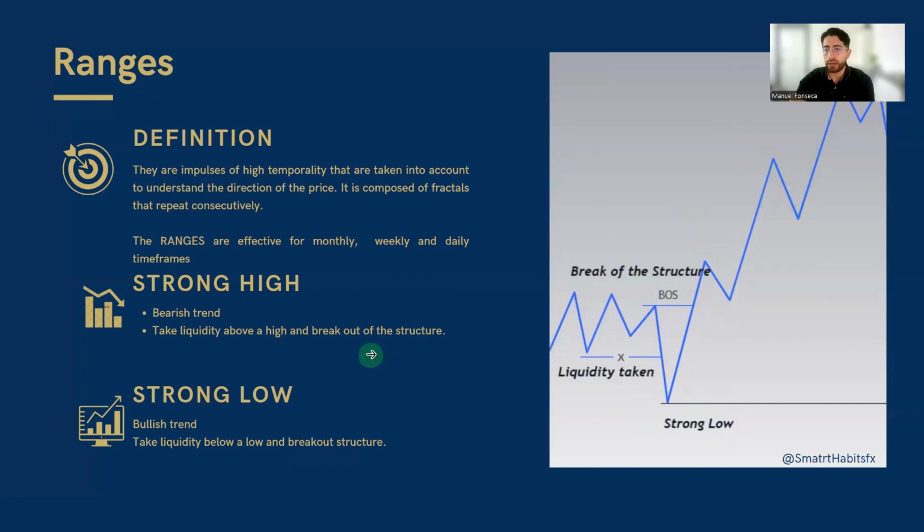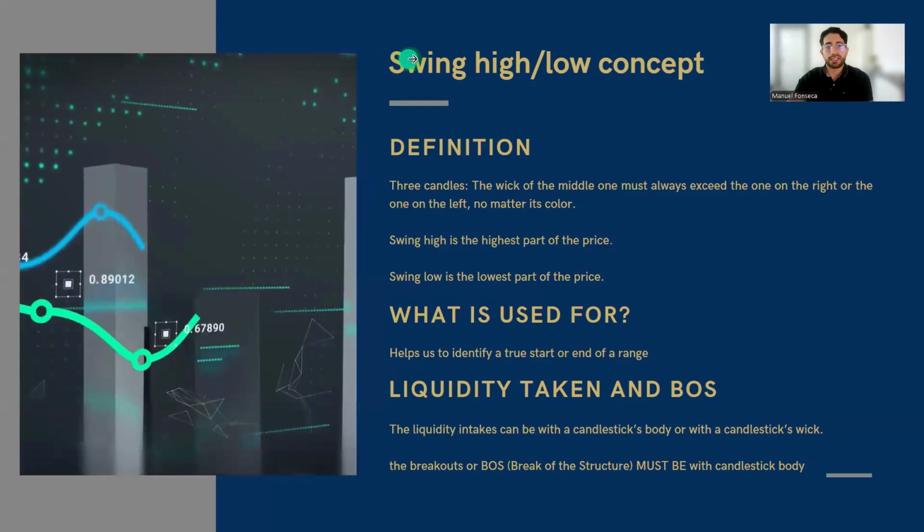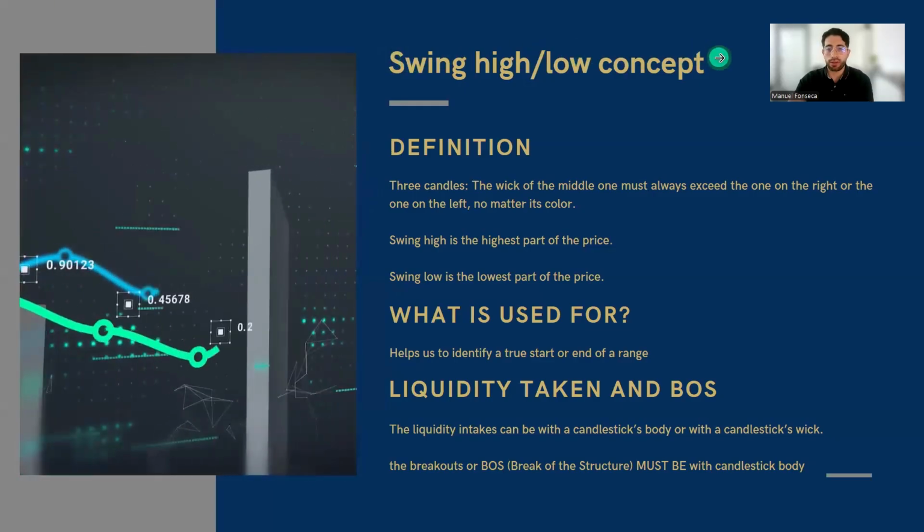In a bearish trend line, it will be the same, but opposite. We're gonna see more examples in a minute. It will not be a strong low because we're just in a bullish trend, but it will be the opposite. In a bearish trend, it will be a strong high, right? But this is like a simple drawing of how you can identify it, correct? But it has something else. This something else is called swing high and swing low concept.